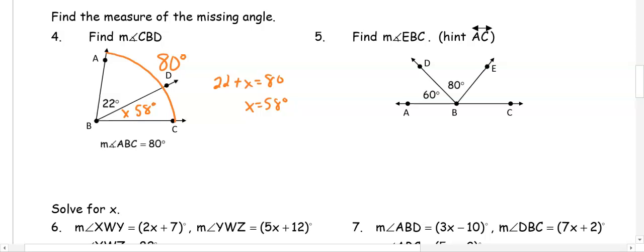In number 5, we're given a hint that AC is a line, which means that this all together is 180 degrees because it's forming a straight line. So we have 60 plus 80 plus x equals 180. So that gets us 140 plus x equals 180. So x is 40 degrees.